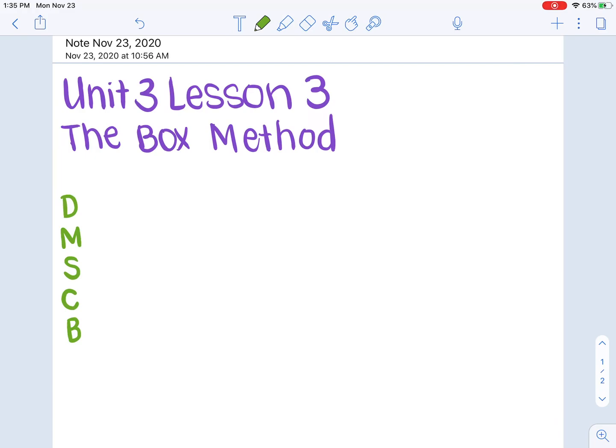bit more organized. So for those of you who've struggled keeping your numbers aligned, this box method might be a good method for you. If you were to ask me, this method is my favorite, so it's easiest for me to keep my numbers organized. You will be welcome to use whichever method you feel most comfortable with and are most successful using.